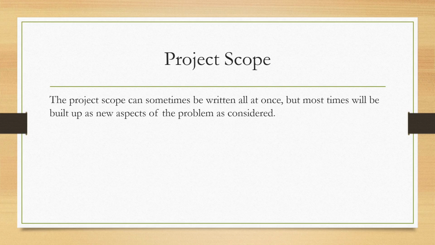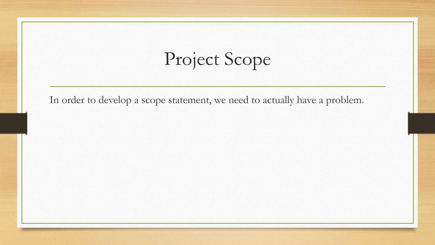Sometimes you can write the project scope all at once, but most times you're going to build it up as you consider new aspects of the problem. And we'll actually do that in this lesson. We will start with a preliminary scope, and then we'll come back at the end and we will build it up and add more things to it.